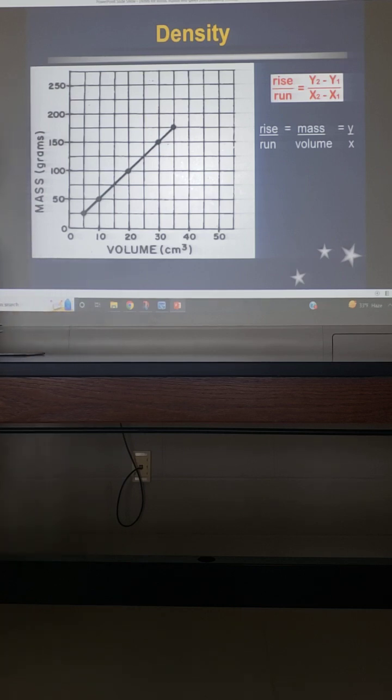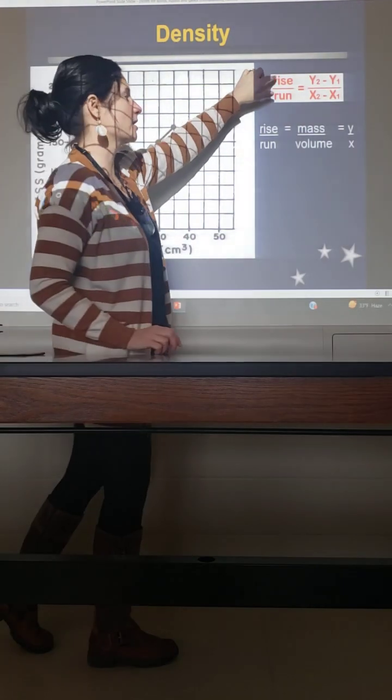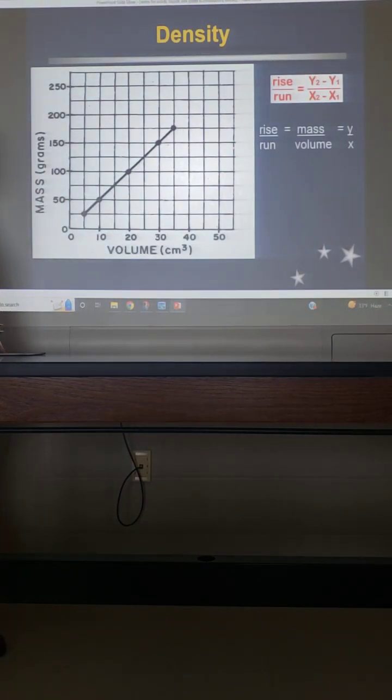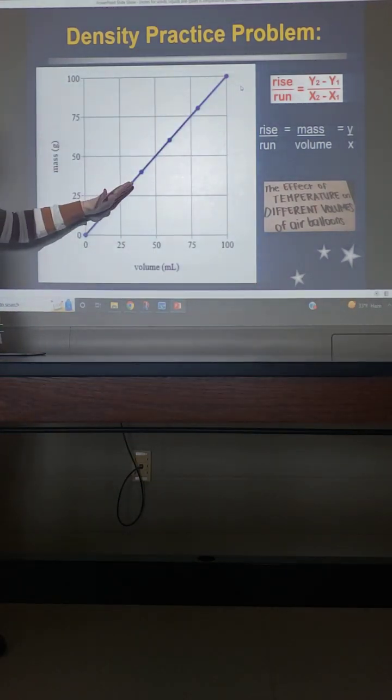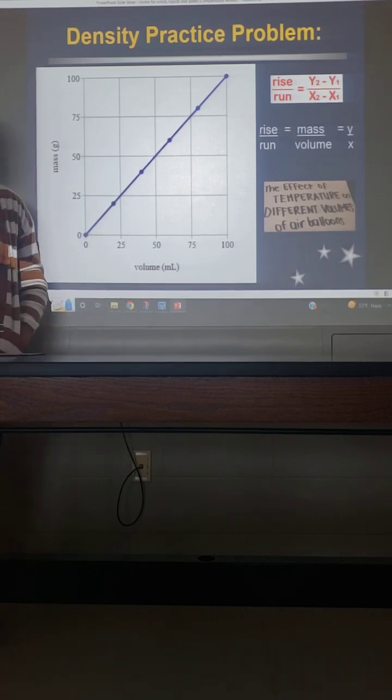Good. All right. And so anything that has mass on our y-axis and volume on our x-axis matches our variables of rise over run, which also matches our variables of mass divided by volume for density, making the slope of this line represent density if I have mass and I have volume. Now, what would this represent? Is this going to be something that is a liquid or something that is a solid?